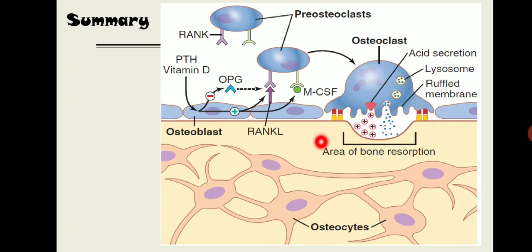Got it? Now this osteoblast also secretes OPG. Now what is this OPG? It is osteoprotegerin. This osteoprotegerin will bind with the same receptor and act as a competitive inhibitor to RANKL, and prevent the conversion of this pre-osteoclast or monocyte into the osteoclast. Right? This is the summary of our discussion.